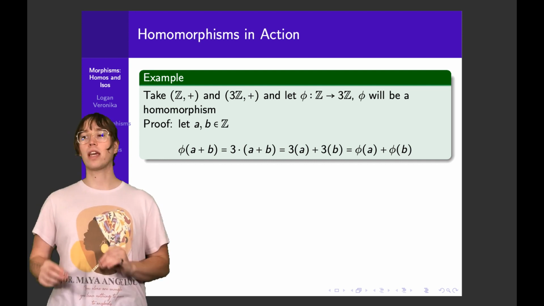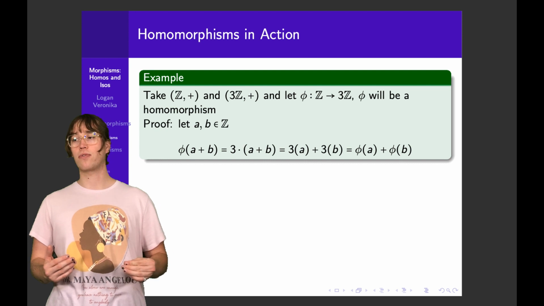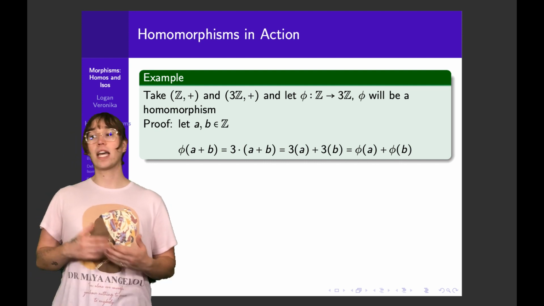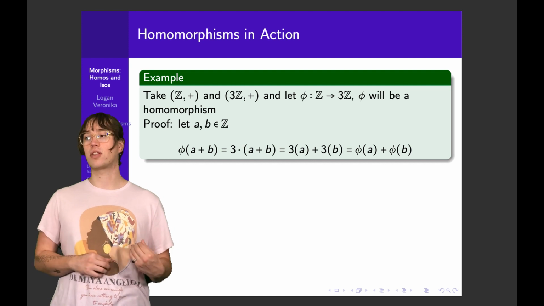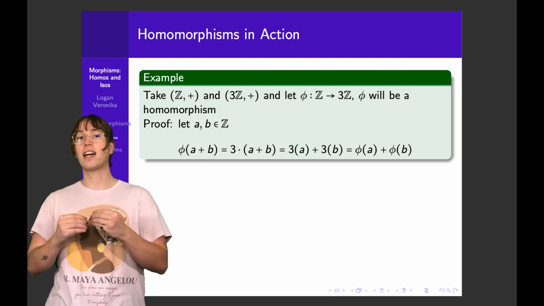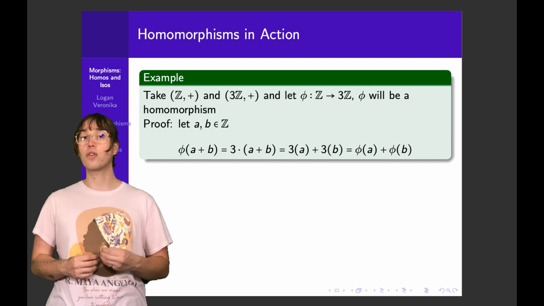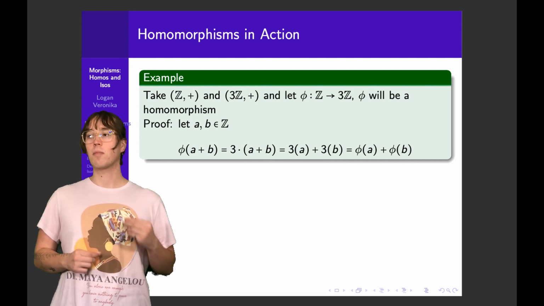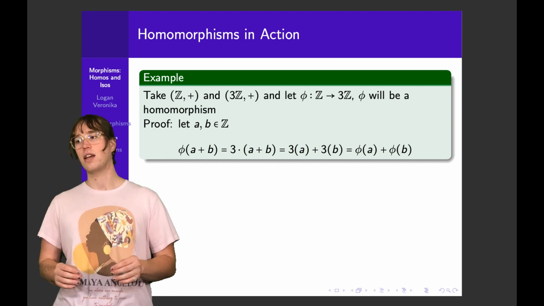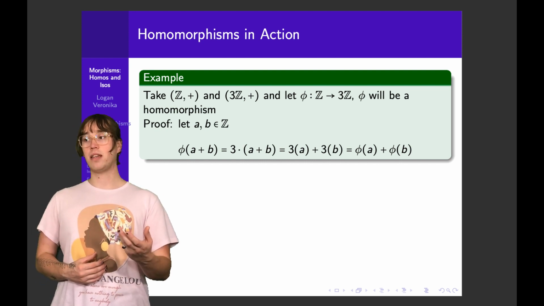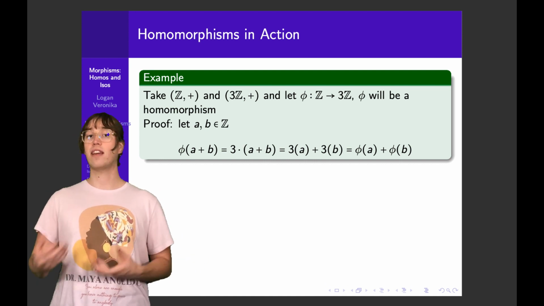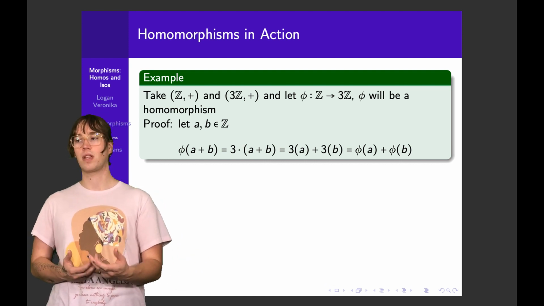Phi will be a homomorphism, and this is a pretty quick proof. Let a and b in Z, let them be integers. Phi of a plus b is going to be 3 times (a plus b). But 3 times (a plus b) is also equal to 3a plus 3b by our distributive multiplication laws. So phi of (a plus b) is going to be equal to phi of a plus phi of b, thereby making it a homomorphism.